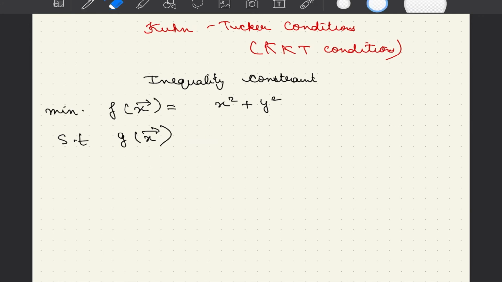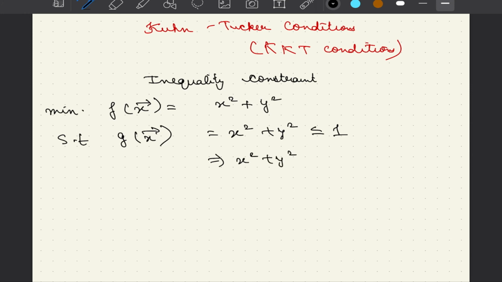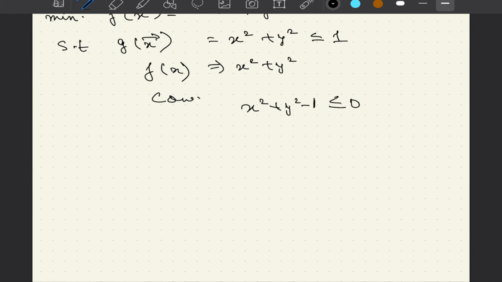g(x), where g(x) is x square plus y square less than or equal to 1, which implies we have x square plus y square as our objective function, and our constraint function becomes x square plus y square minus 1 less than or equal to 0. And when we try to visualize it, this is how the system is going to look.